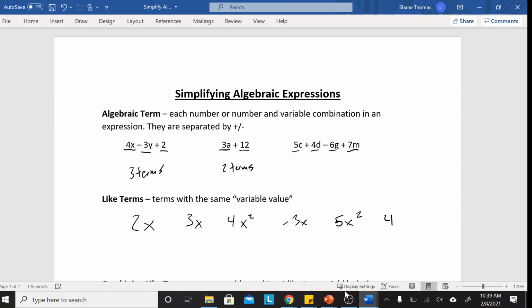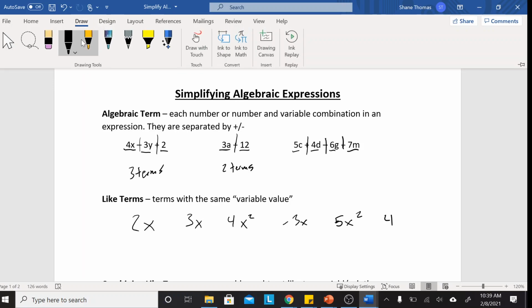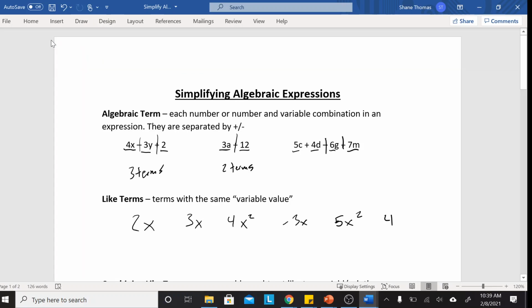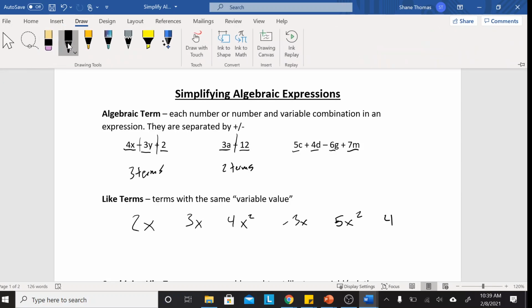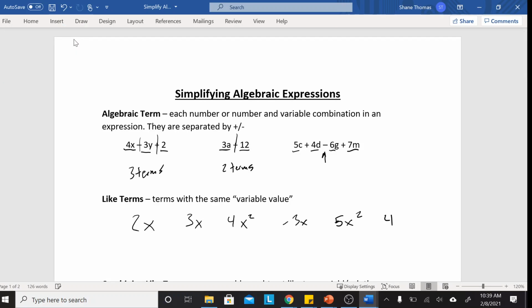Now, a term is separated by the minus and plus. That separates this, and this separates. Now, be careful, because for one like this last one, yes, we said it has 4 terms, but this minus sign here would go with the 6. So we could rewrite that as plus a negative 6g, for instance.